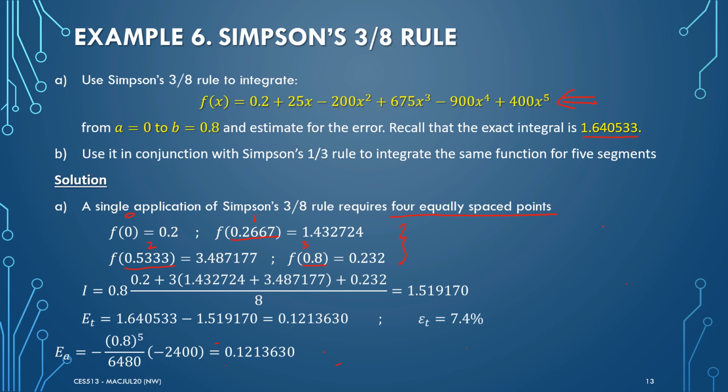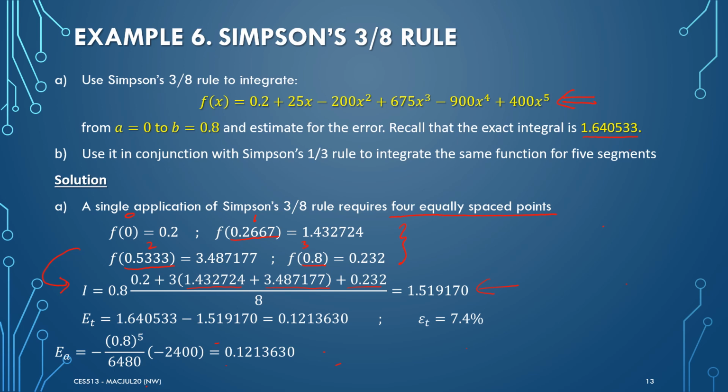Okay, so substitute the values inside the general equation of integration. I equals 0.8 multiplied by the function at x node, plus 3 multiplied by the function at points number 1 and number 2, plus the function at point number 3, 0.232. So divide by 8, then we will get 1.519170.